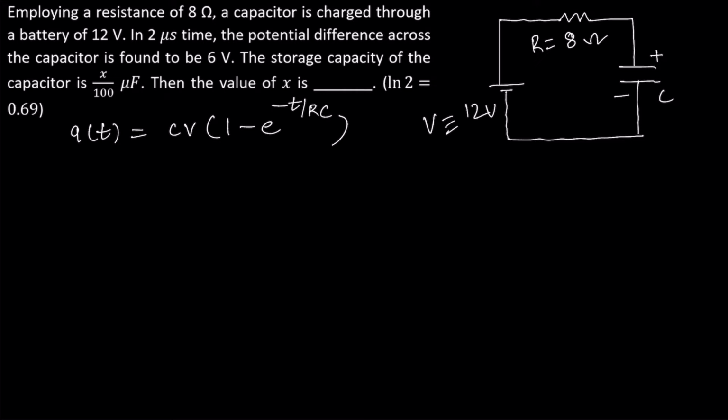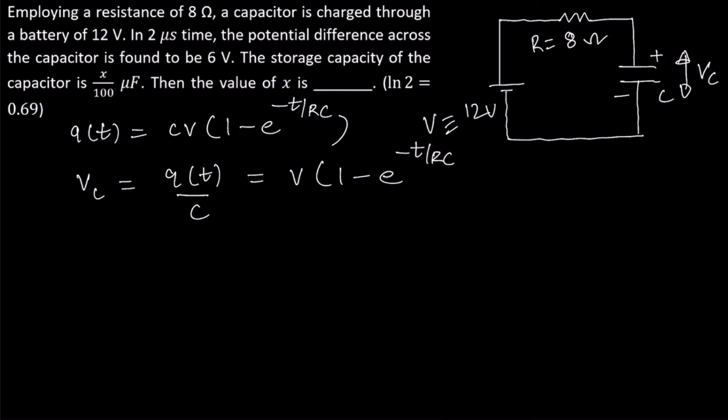Now the potential difference across the capacitor, let's call that VC. So this VC will be charge divided by capacitance. So that would be V into 1 minus e to the power minus t by RC. Now here let us substitute the values. The potential drop across the capacitor in 2 microseconds: V is given as 12, and 1 minus e to the power minus 2 microseconds.